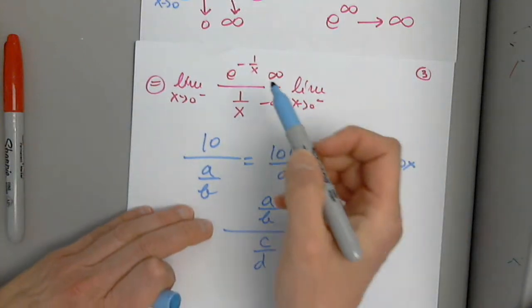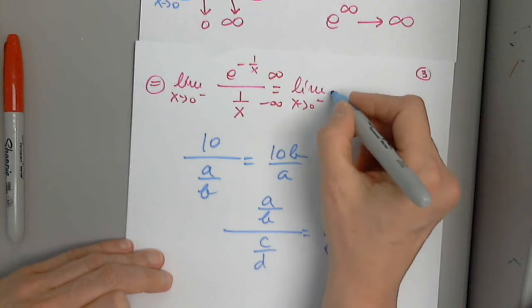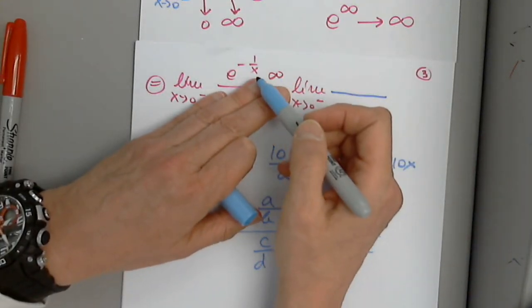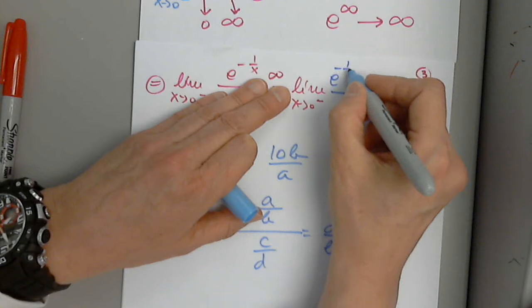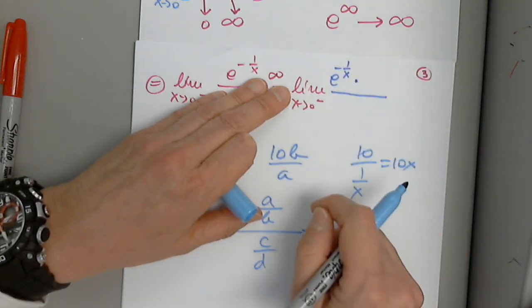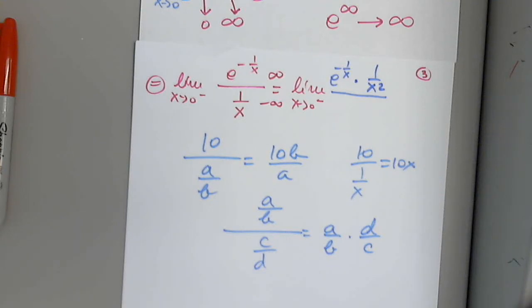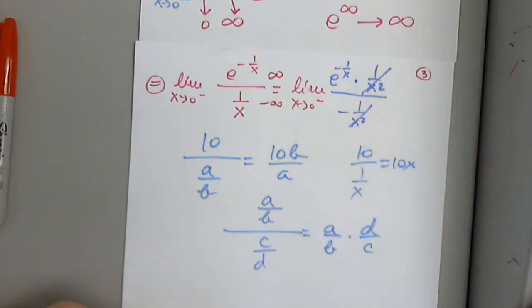So now what is the numerator prime? 1 over x squared. The numerator prime. Yes, e to negative 1 over x times that. Excellent. What is the denominator prime? Negative 1 over x squared. Excellent. I like it. 1 over x squared with 1 over x squared, the denominator go away.